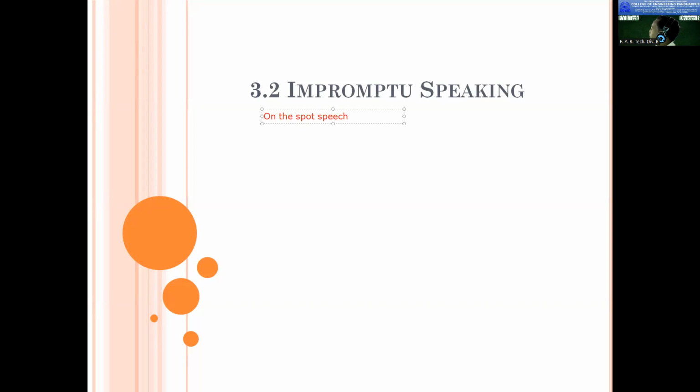On the spot speech. Whenever there is a speech, what do people do? People get a topic, people collect information, we refer to some books sometimes, and then we prepare our speech, we practice it, we rehearse it, and then we give our speech. Like this is a normal speech. But when this is impromptu speaking, at that time you did not know what topic is given to you. The topic will be declared on the spot.